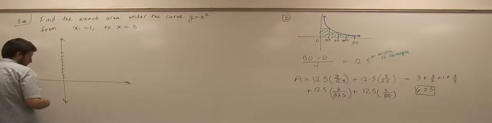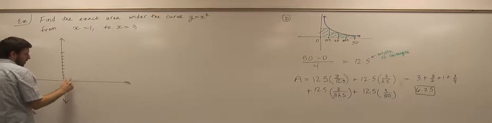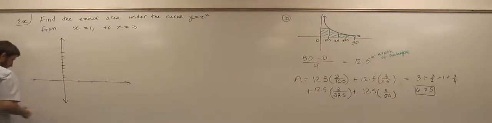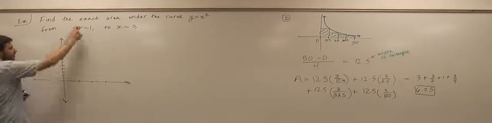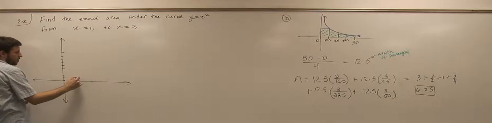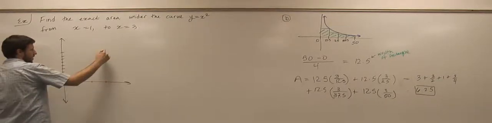So kind of the idea here. Not to scale. So the idea here is I have a curve, x squared. It's got 0, 0, 1, 1, 2, 4, 3, 9.